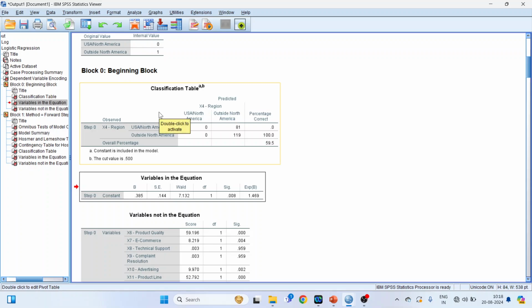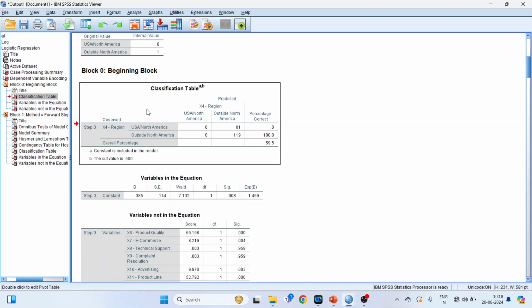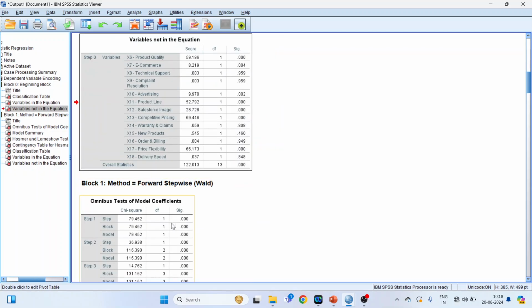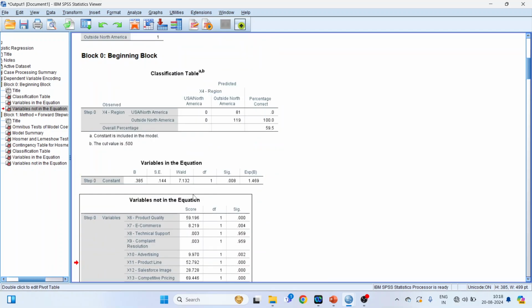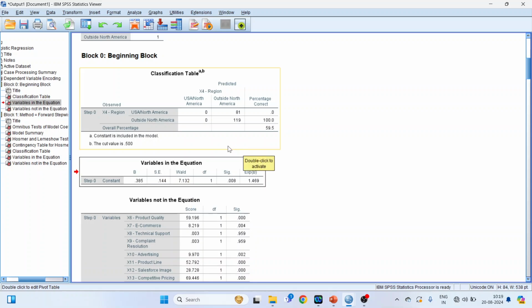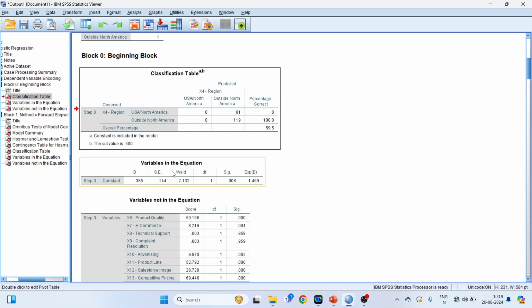So first we will do the interpretation of the classification table, block 0, the null model. The null model is the model in which the predictor variables are not at all considered. See, variables not in the equation. No independent variables are considered in the equation. We only start with a constant, the base model, the null model. So let's do the interpretation of the classification table and variables in the equation.